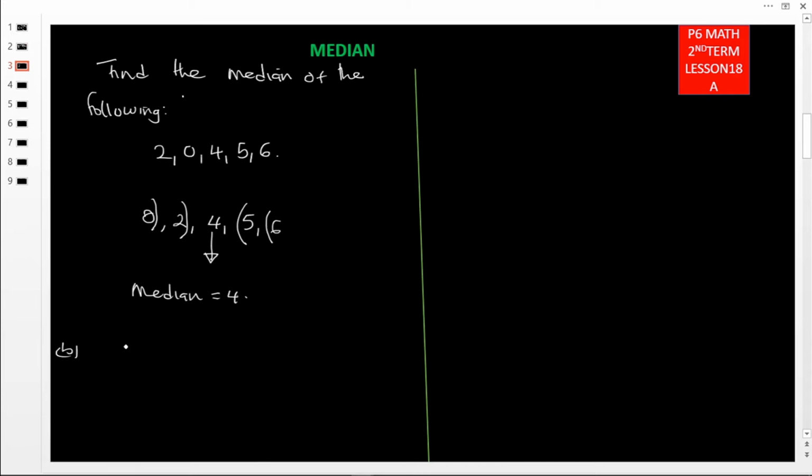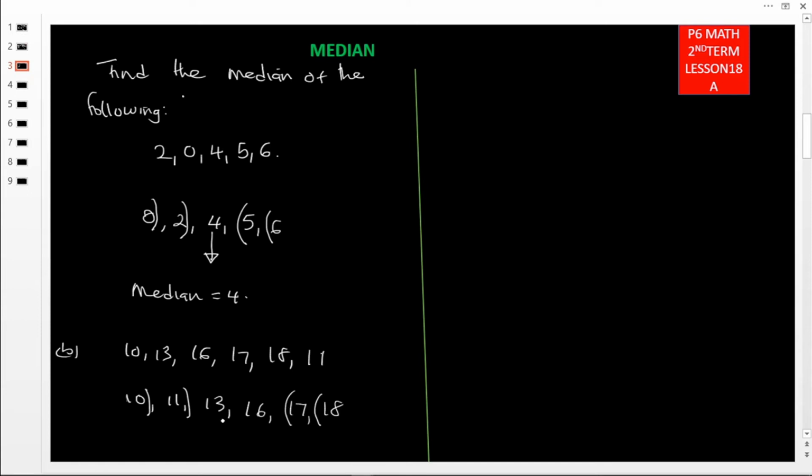So part B, we have 10, 13, 16, 17, 18, then 11. We need to get the median of these numbers, so we have to arrange them from the smallest. The smallest number is 10, then we have 11, then 13, we go to 16, 17 follows, and lastly 18. So we pair them, 10 with 18, 11 with 17. Then here we remain with 2.